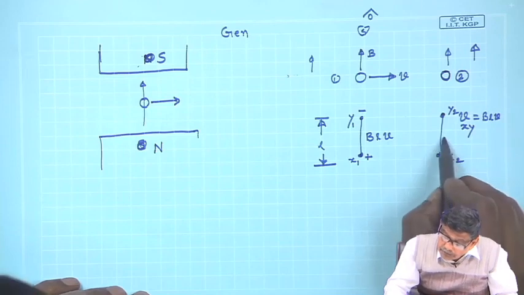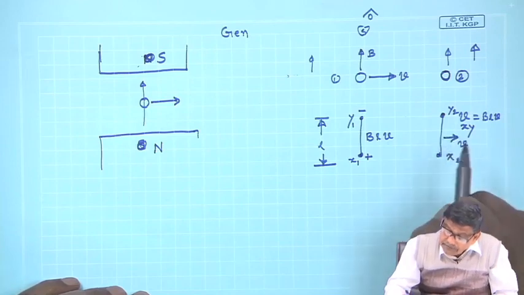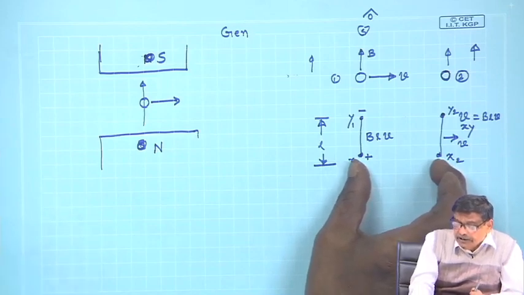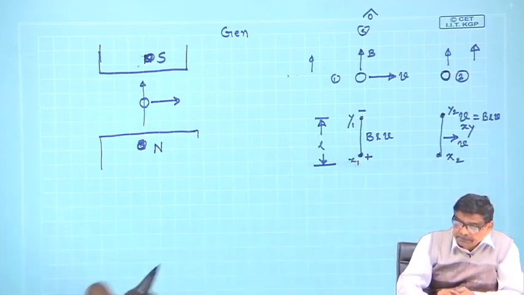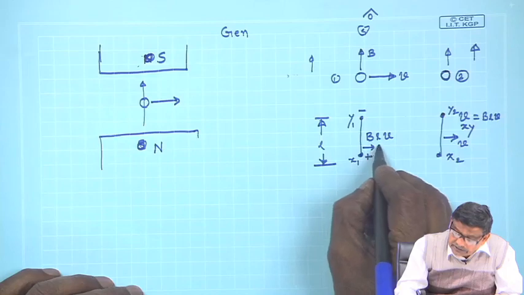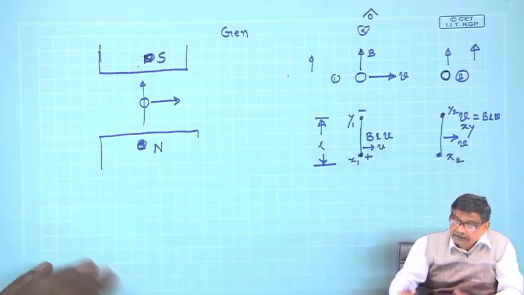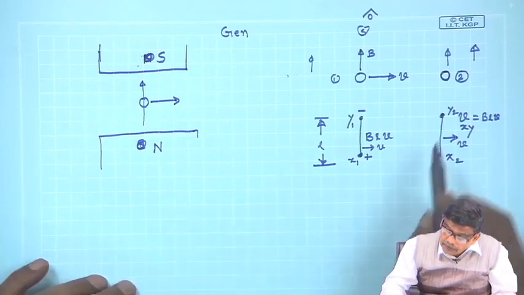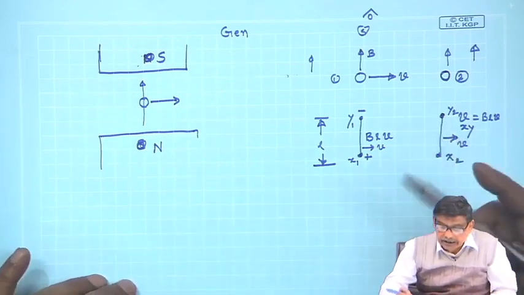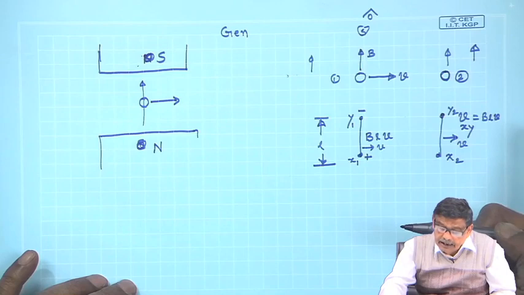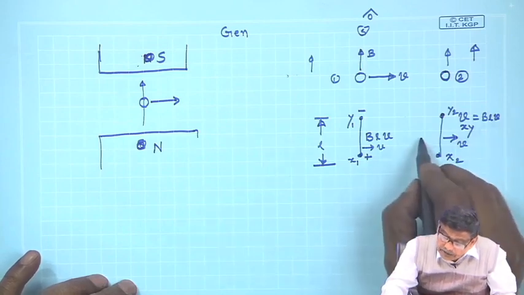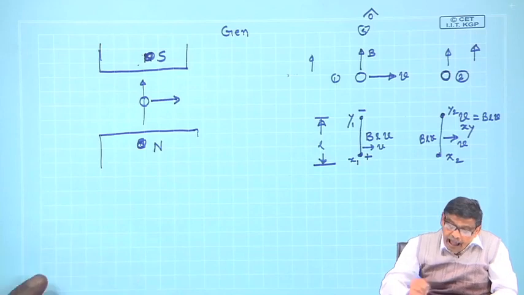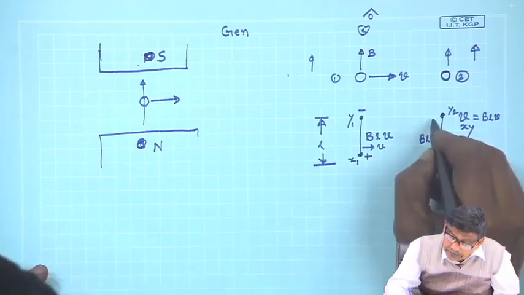and it is also moving with velocity v. Therefore, the distance between these two conductors will remain constant. If this is also velocity v, this is also velocity v, it will remain constant. Therefore, this conductor will also have an induced voltage of magnitude BLV, and this side plus, this side minus.